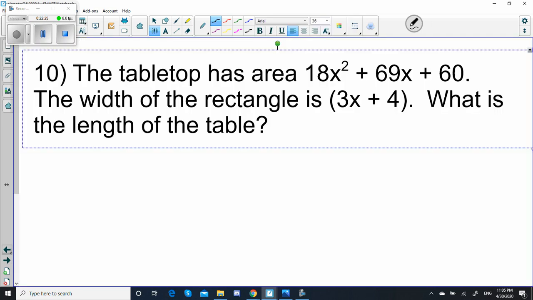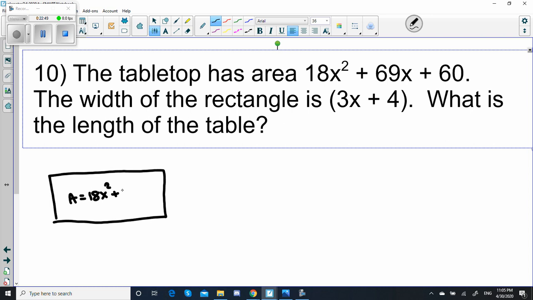All right, last one, tabletop. Tabletop has an area of 18x squared plus 69x plus 60. The width of the rectangle is 3x plus 4. What is the length? So we have a rectangular table. It says that the area is 18x squared plus 69x plus 60, and that the width, which is usually the short side, is 3x plus 4. And we're looking for the long side. We're looking for this side.